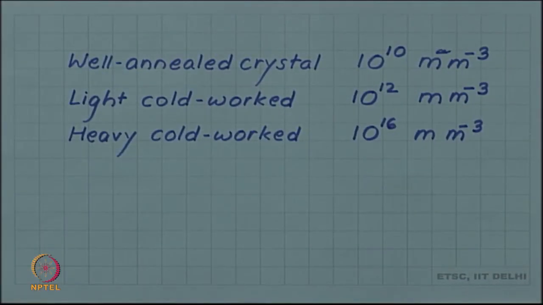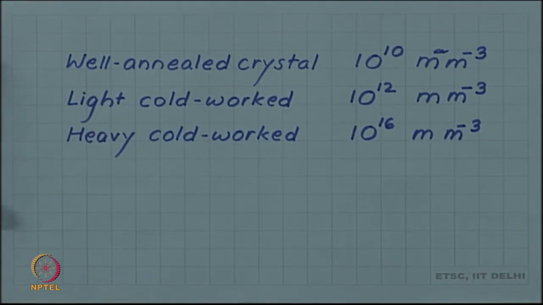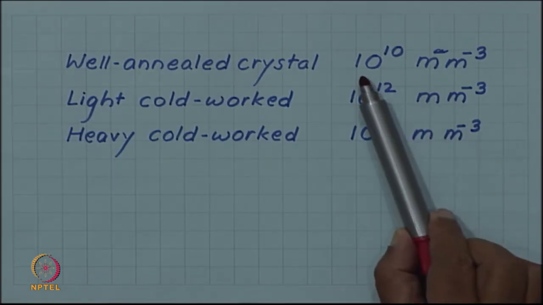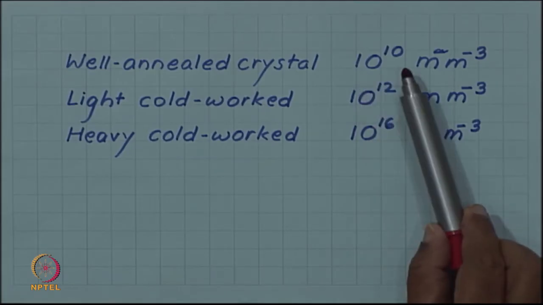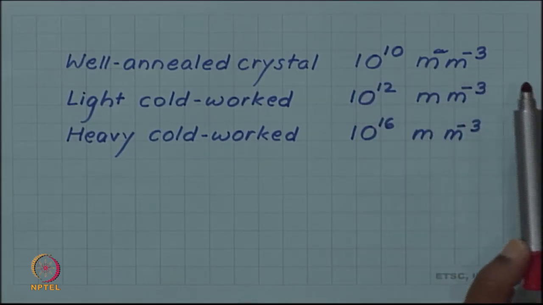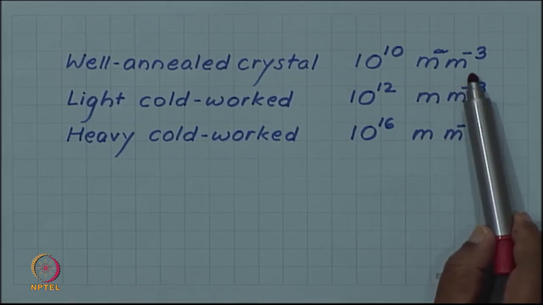Now, let us look at how the dislocation density varies during various kinds of processes. In well annealed crystal, meaning a crystal which has been made and has been heated above a certain temperature for a long time, in such processes the dislocation density comes down. So, you have a very low dislocation density, but still that is not anywhere close to 0, it is 10 to the power 10 per meter square or 10 to the power 10 meters per meter cube.